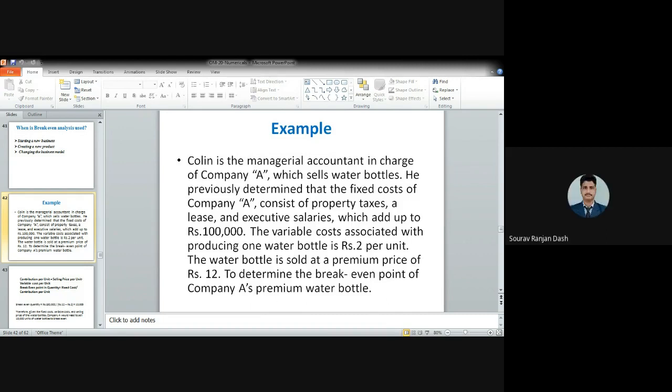Sir, selling price is 12. Yes, that is 12. Sir, 1 lakh divided by 10. Yes, that is 10,000 units. Yes, sir. Okay.